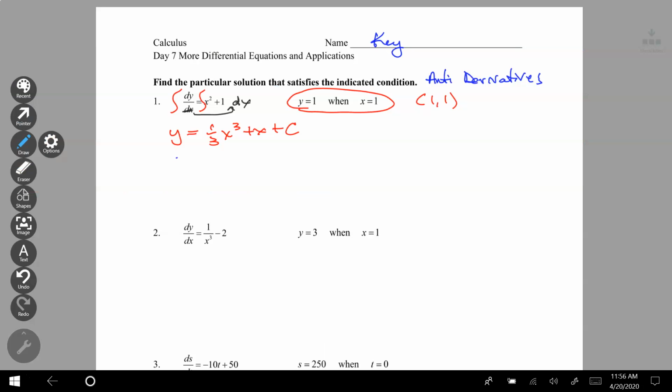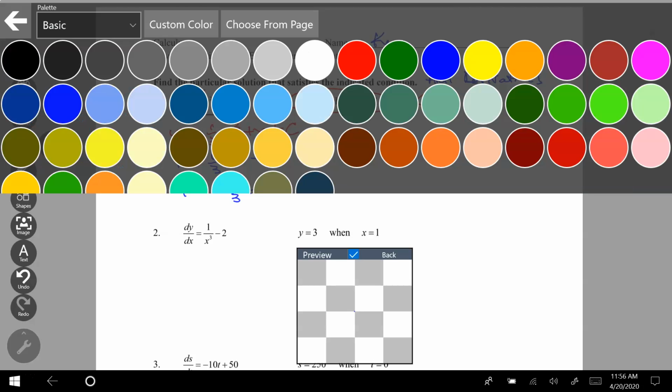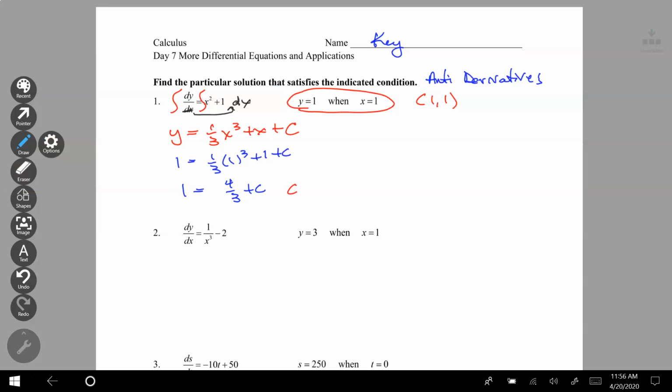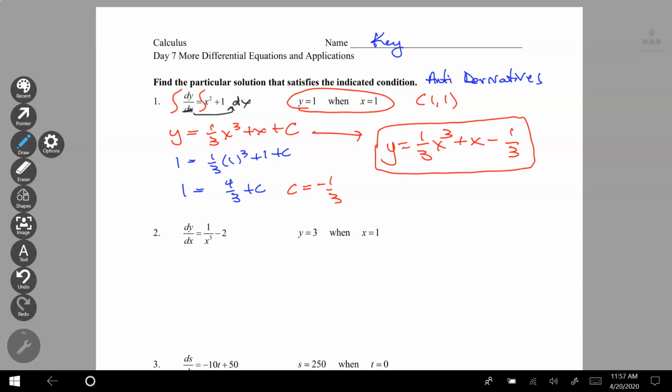So when I plug (1, 1) in here, I get 1 equals 1/3 times 1 cubed plus 1 plus c. I get 1 equals 4/3 plus c, and therefore c is equal to negative 1/3. I can rewrite this equation as y equals 1/3 x cubed plus x minus 1/3. That is the particular solution for the specific equation I'm looking at. And you can always check. If you took this derivative, you would get that original problem.